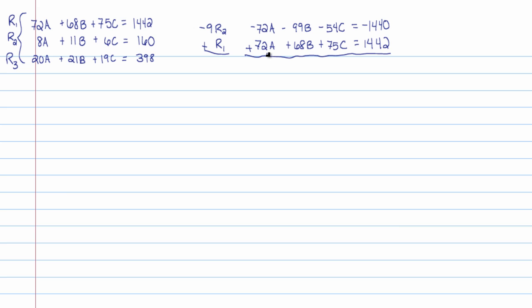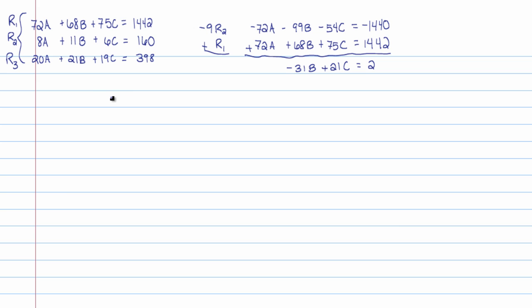By design, the a's will cancel. We'll have a negative 31b, and what is that? That's a positive, actually. A positive 21c is equal to 2. Okay, so we successfully got rid of the variable a here, and we're just dealing with b's and c's.